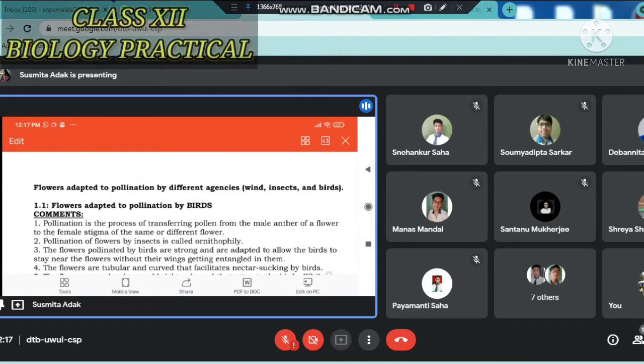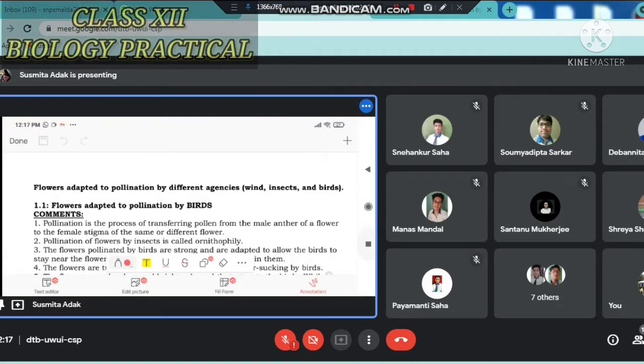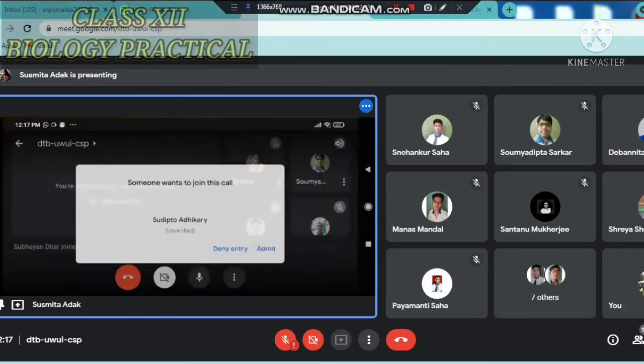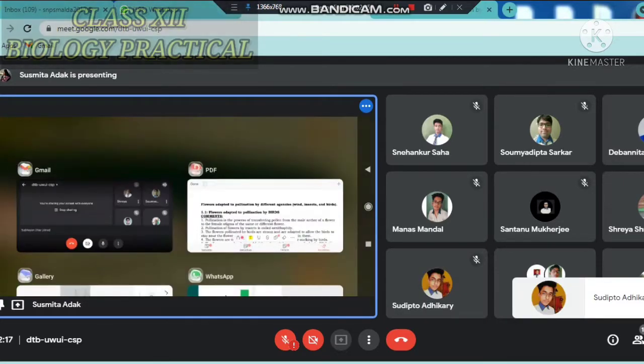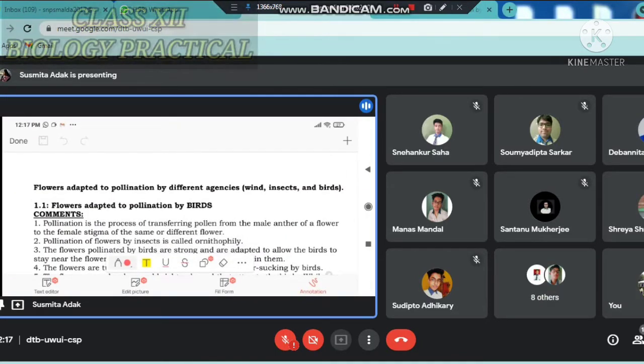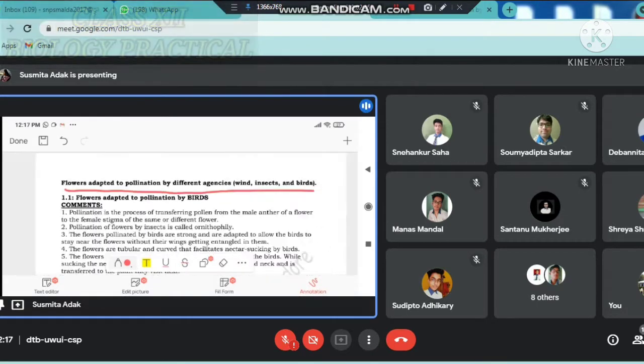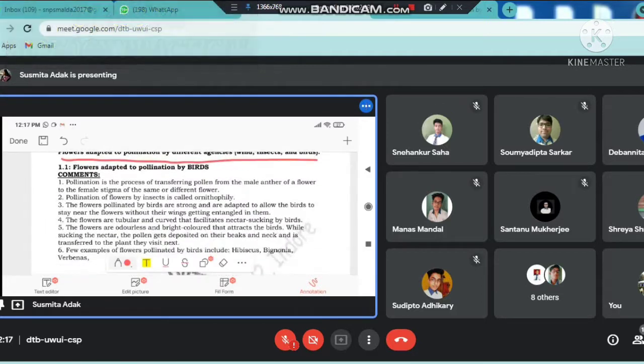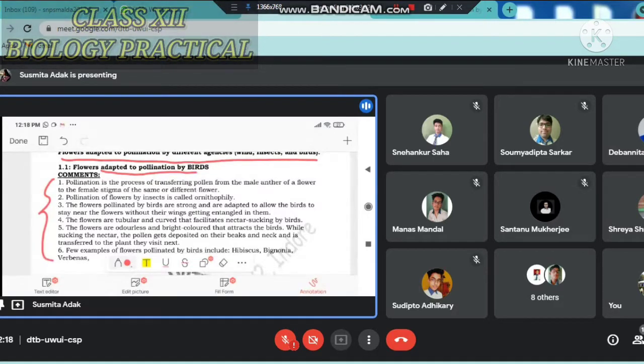Flowers adapted to pollination by different agencies. So you will write this one as the heading. Okay, this one will be the heading. After that, you have to start writing the points. First, give this heading. This will be the subheading. Okay, flowers adapted to pollination by birds. So these characters you have to write on the ruled page only.